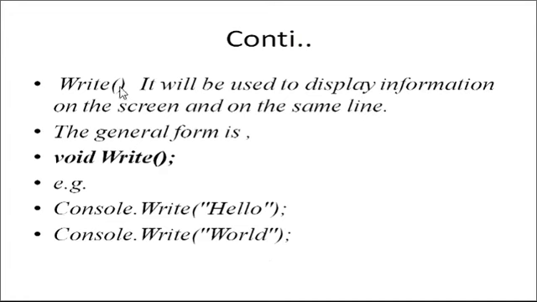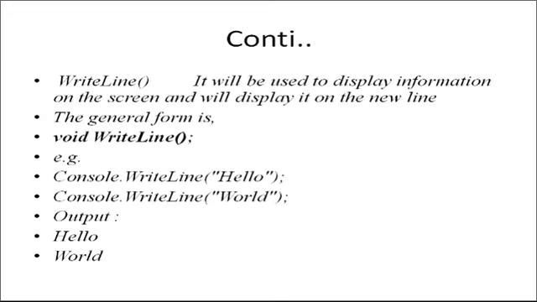Next, the Write method is used to display information on the screen on the same line. For example, Console.Write hello. It will display your statement on the screen. If you write Hello JVW, it will display like that. So Console.Write displays the statement on the screen.